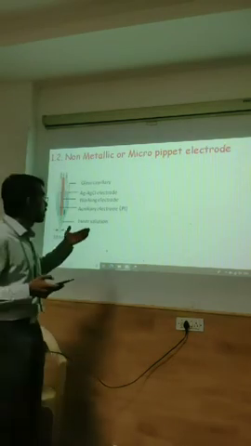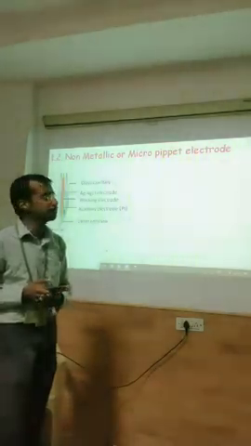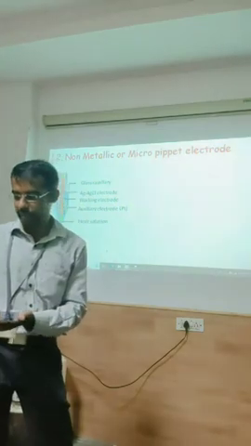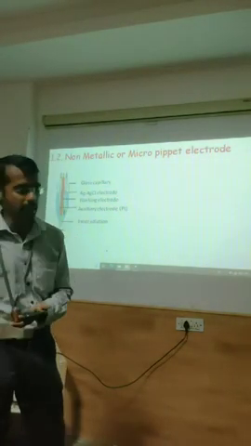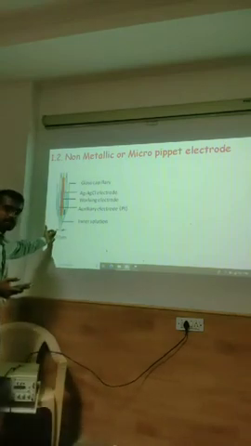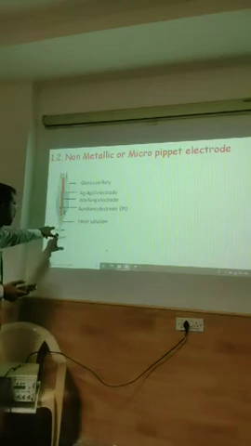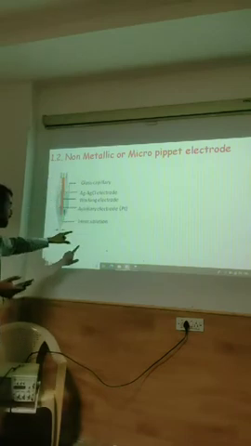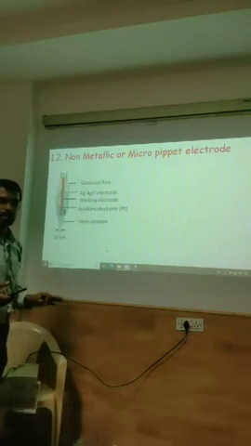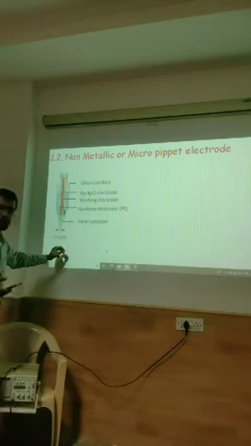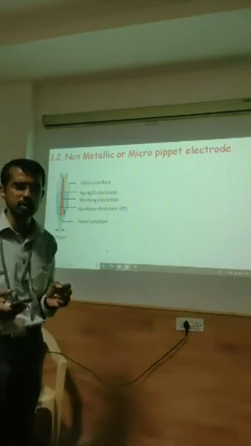The next one is the non-metallic or micropipette electrode. You would have seen a pipette in school, right? To pick up some liquid, we use a pipette. Similarly, this is also a pipette kind of arrangement. You can see that it roughly looks like a pipette and is made of plastic or glass material. That is why it is non-metallic, and even the tip has no metal, it is only plastic. It is called a micropipette because the diameter of the tip is only 10 micrometers, which is very, very small.